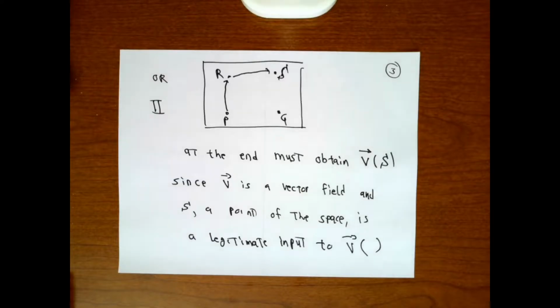Of course, on the other hand, I could have started off at point P, traveled to some other point R, and from R traveled to S, encountering a wide variety of vectors along the path. But again, at the end, when I've arrived at my destination, I take my destination point S, evaluate my vector field there, and I must have V evaluated at S there as well. I must have the same thing that happened along the first path.